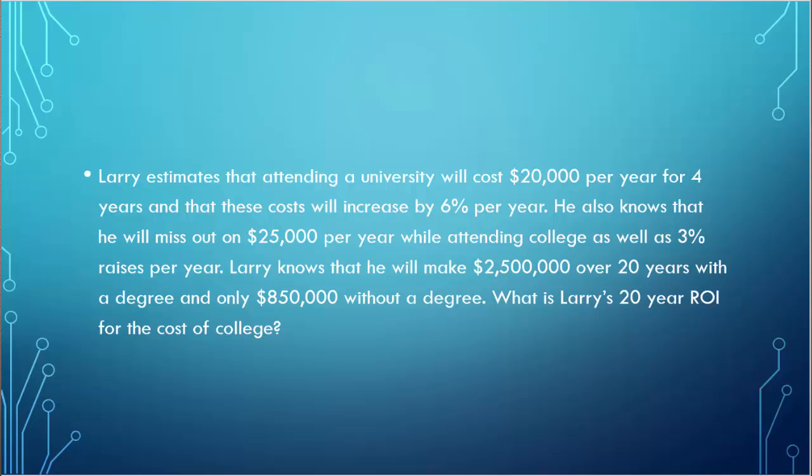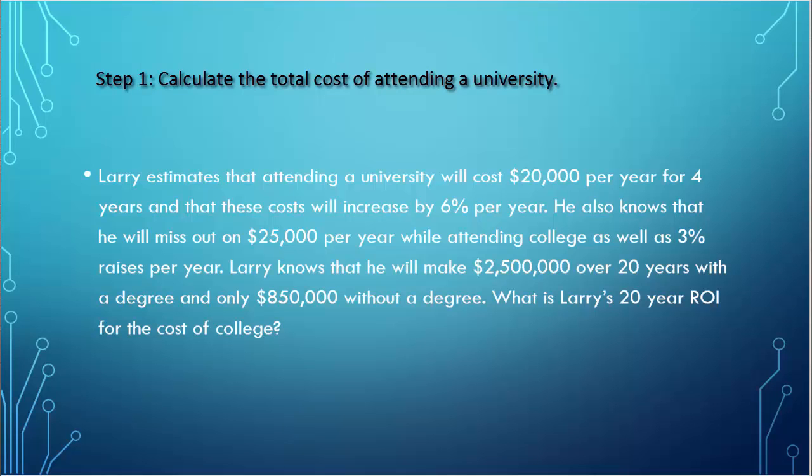Larry estimates that attending a university will cost $20,000 per year for 4 years, and that these costs will increase by 6% per year. He also knows that he will miss out on $25,000 per year while attending college, as well as 3% raises per year. Larry knows that he will make $2.5 million over 20 years with a degree and only $850,000 without a degree. What is Larry's 20-year ROI for the cost of college?